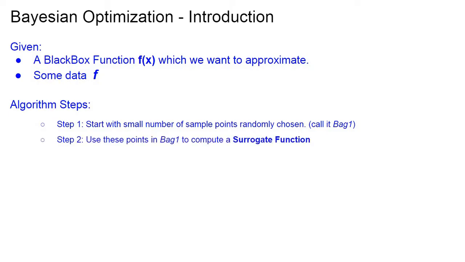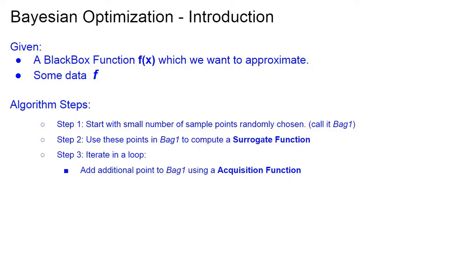Then from this bag 1 we are going to compute a function called surrogate function, which is nothing but a function which will closely approximate the unknown black box function using some underlying mathematical assumptions. We're going to look at surrogate functions in detail later in this video. Then we go into a loop where we are actually going to be adding an additional data point, one data point each time in a loop as we iterate, into the bag, and such an addition happens using another special form of a function called the acquisition function.